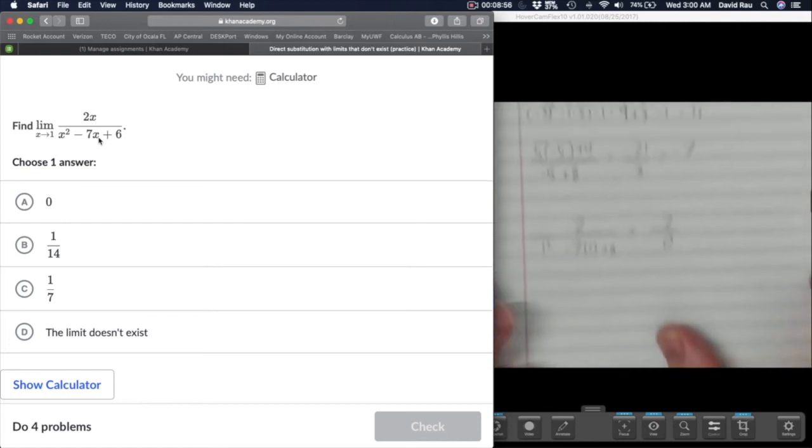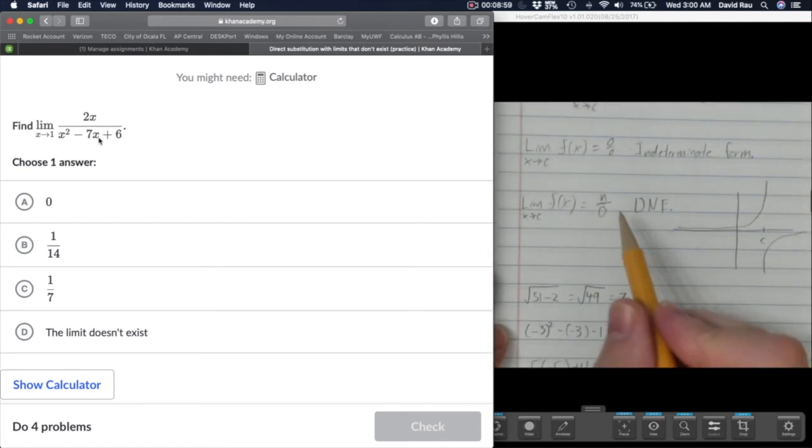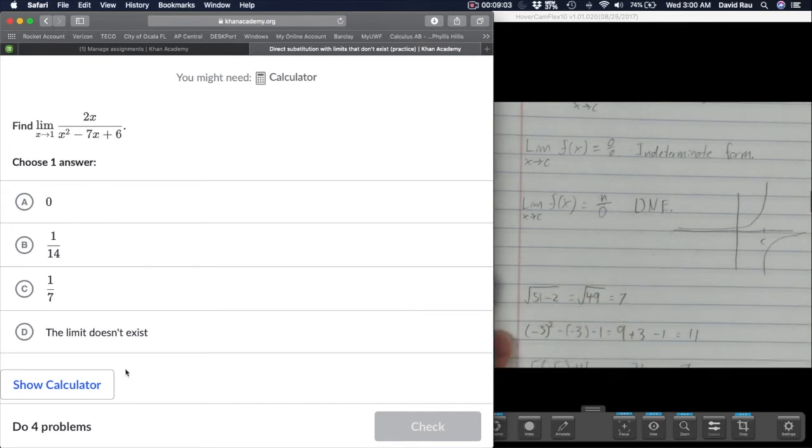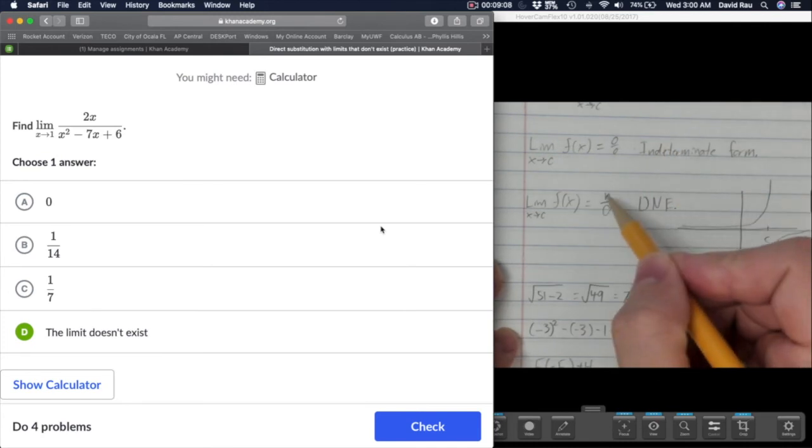Right? Now again, if you have some number over 0, that's DNE. So in this case, the limit does not exist. Because 0 is in our denominator, and we have some other value in the numerator, we know our limit does not exist.